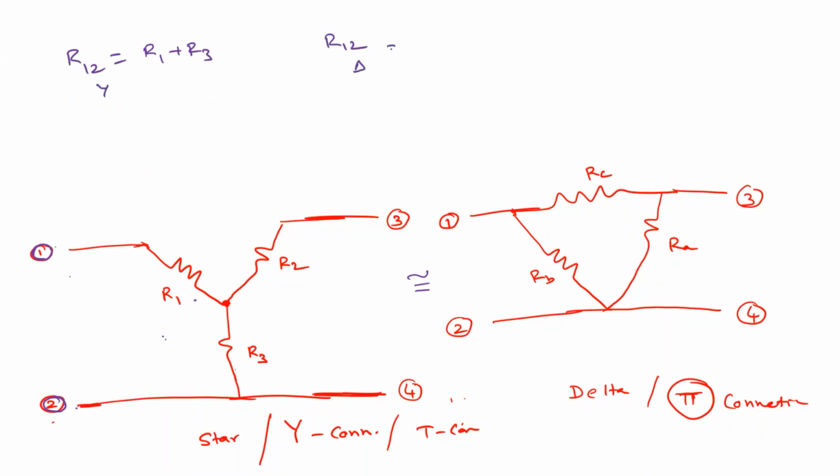So this is the delta connection. What is the resistance between 1 and 2 here? RC and RA are in series, and that equivalent will be in parallel with RB. So this is RB in parallel with the series combination, which is RB into RC plus RA divided by RB plus RC plus RA, right? Agree?